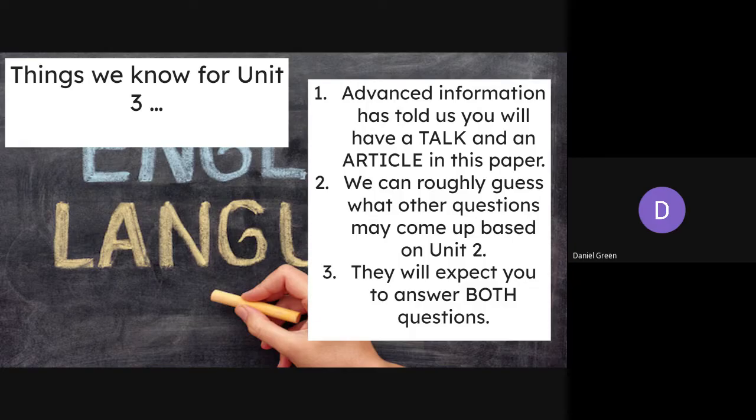We can sort of roughly guess what other questions may come up based on Unit 2. So we know a comparison and a how question came up, and they were both 10 markers. That does not mean that they are going to come up again, okay? However, it could also mean that they will come up again, because it is completely unpredictable. They may test us on comparison twice. It's highly unlikely, and I would put my money on there not being another comparison and a how question, but you can never take these things for granted.